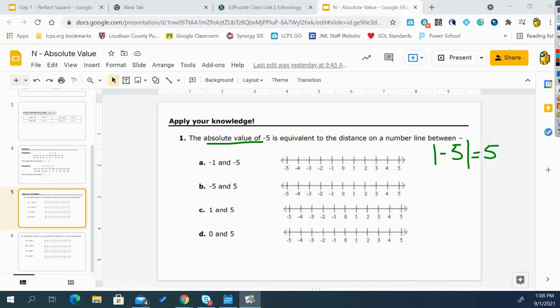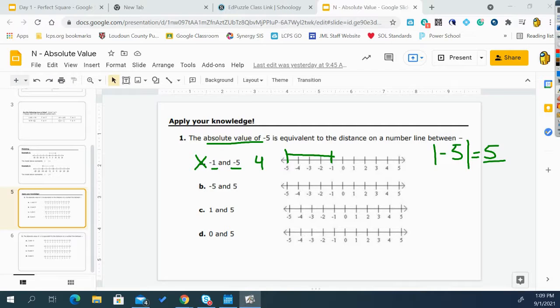So what they're asking us is which of these answers, A, B, C, or D, are the 2 numbers that are 5 apart. So let's go ahead and mark our graphs and see how far apart they are. Negative 1 and negative 5 are right here. If you count, they are 1, 2, 3, 4 away. We're looking for ones that are 5 away. So it cannot be A.